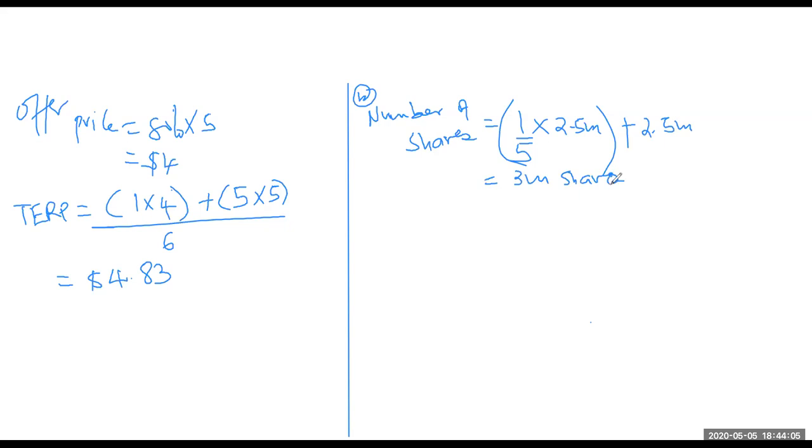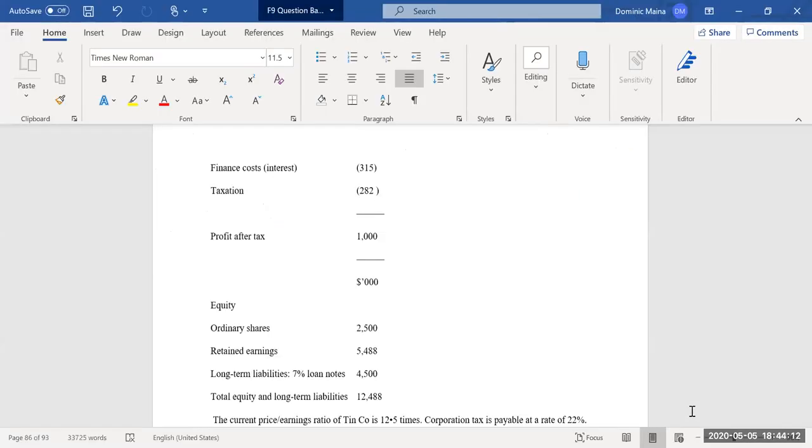And then I just took the profit after tax and divided by the number of shares. So the revised number of shares is 3 million. So profit after tax was how much? 1 million. So profit was 1 million, then you divided by the 3 million.